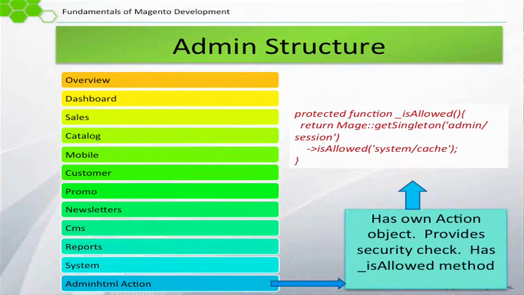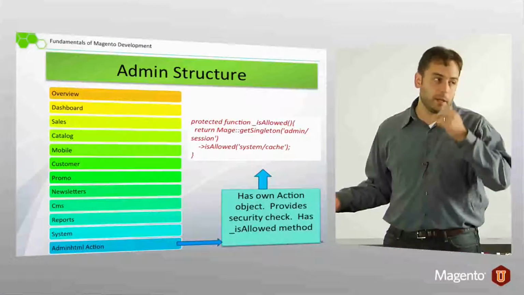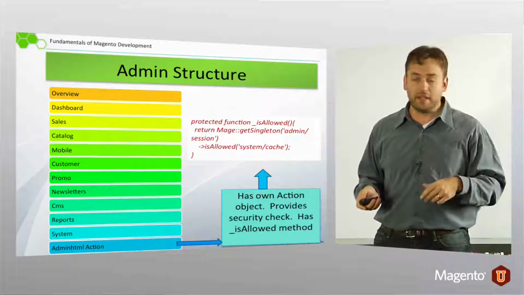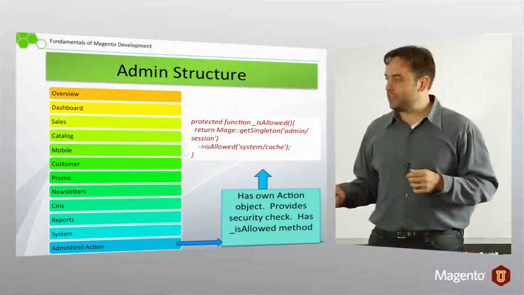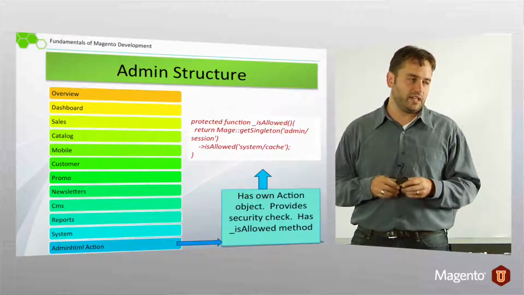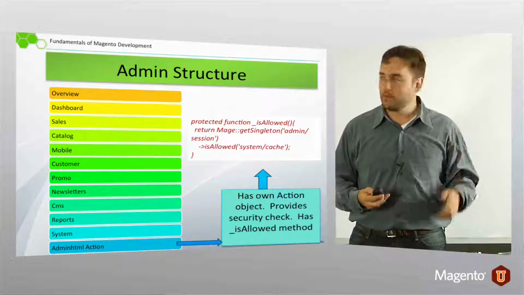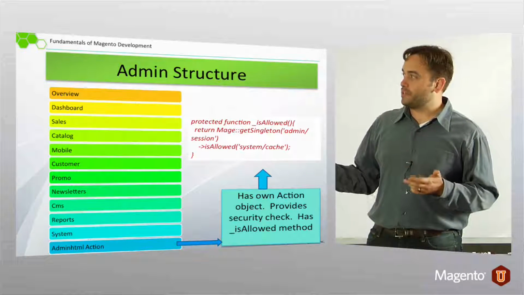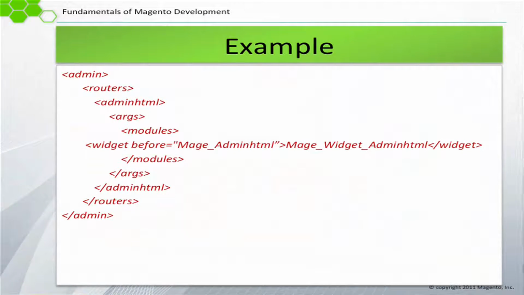Admin HTML action. So admin HTML, that class has this isAllowed method, and we'll see how this is used in a moment. But basically, if you have a controller that is in the admin, in order to do any kind of ACL test, you have to implement this isAllowed function. Otherwise, regardless of ACL, people will have access to your module. And we'll look at what that means in a second. This is the basic structure. Because this is what we get to do now. And this is so vastly preferable to how things used to work.